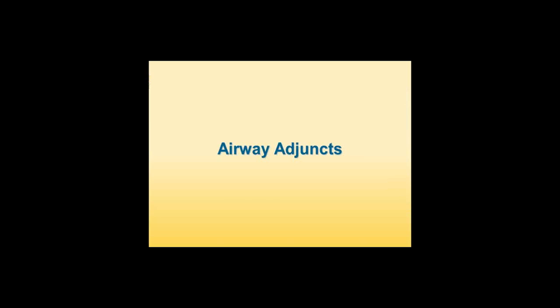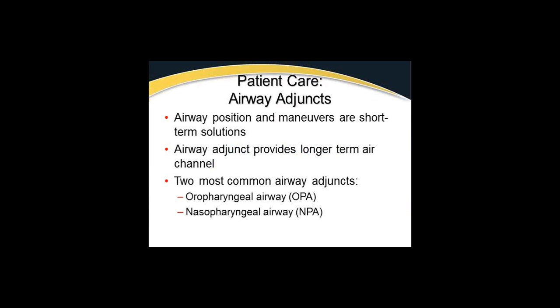So on to airway adjuncts. Airway adjuncts are tools that we can use to keep the airway open. They provide a longer-term air channel. When we do an airway positioning or a maneuver, it's short-term. We open up the airway, we give 2 breaths, and we move on. Usually if we let go of it, we lose that airway. So when we add adjuncts to the mix, then we can keep the airway open for long periods of time.